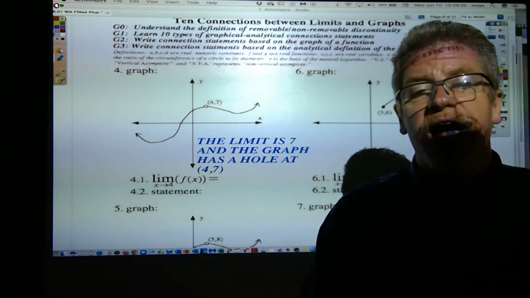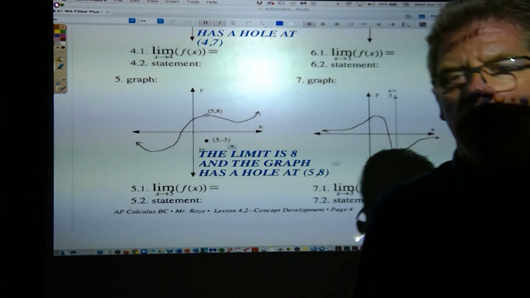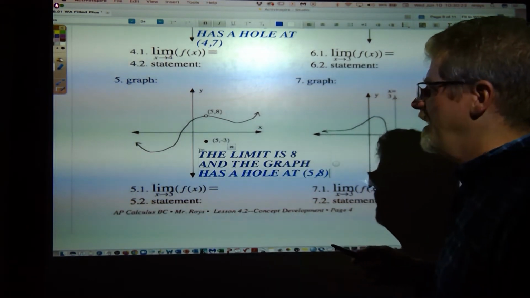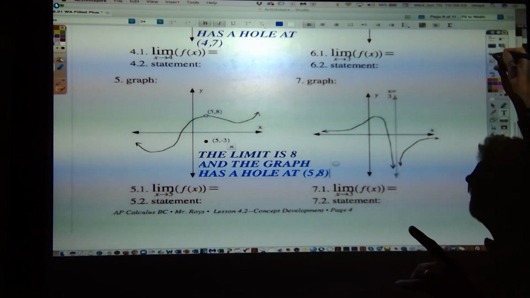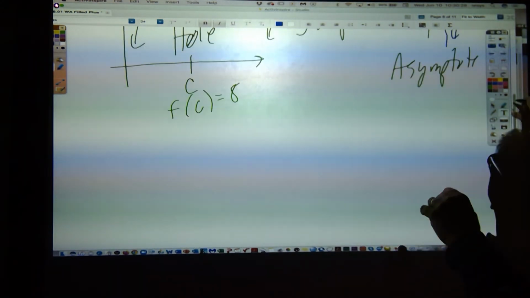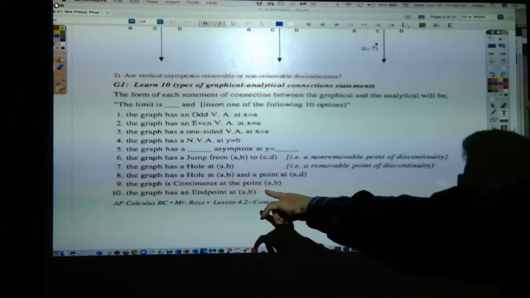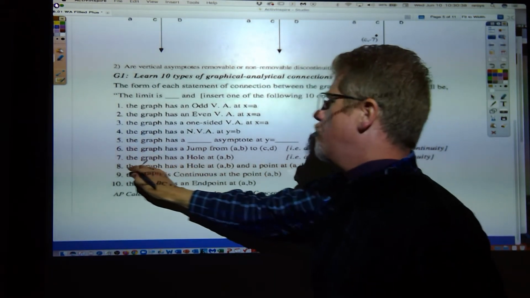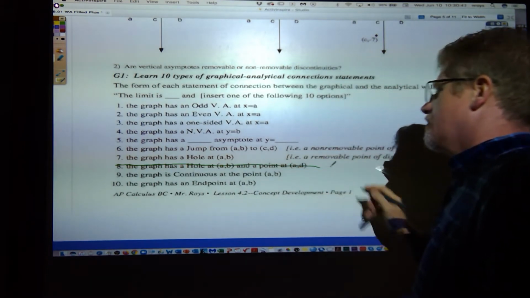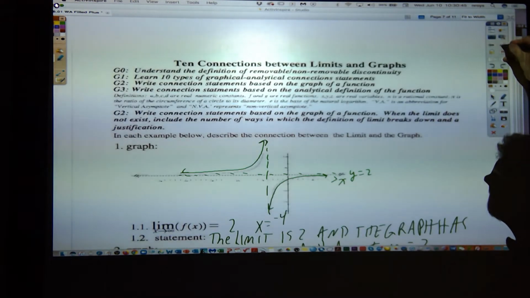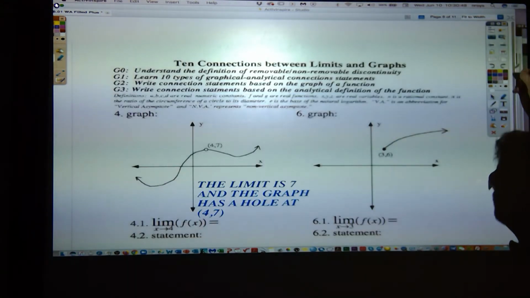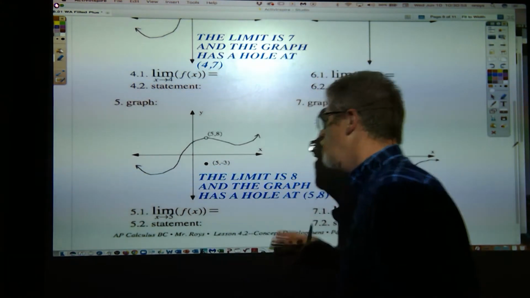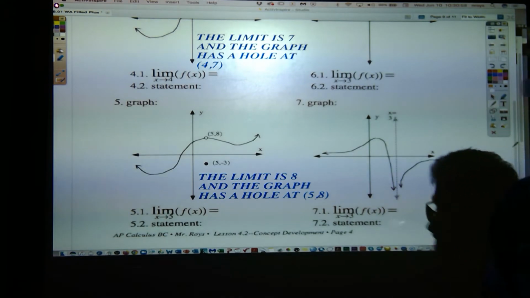Problem 5 is here. Try number 5 on your own. Pause when you're done, unpause. All right, let's see how you did on that one. The answer is the limit is 8, and the graph has a hole at 5, 8. Now, there's an item on the template on page 1 to cross off that we just never use. It's the one that says number 8, cross off number 8, because we never talk about the other point. We said the limit is 8 and the graph has a hole at 5, 8 and a point at 5, -3. The 5, -3 has nothing to do with the limit, so we don't even mention it. All we say is that the limit is 8 and the graph has a hole at 5, 8.